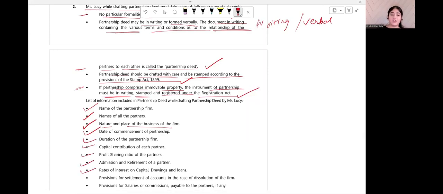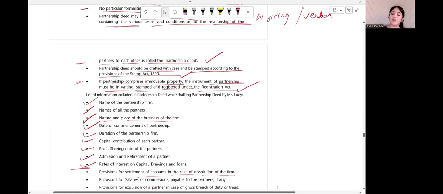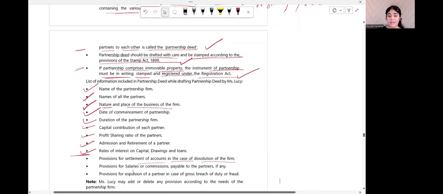Okay, this till here also, if you remember, that is okay. What all other points are given? Provision for settlement of account in case of dissolution. If the firm dissolves, what all provisions are there? What things we will be doing? That is also to be maintained.